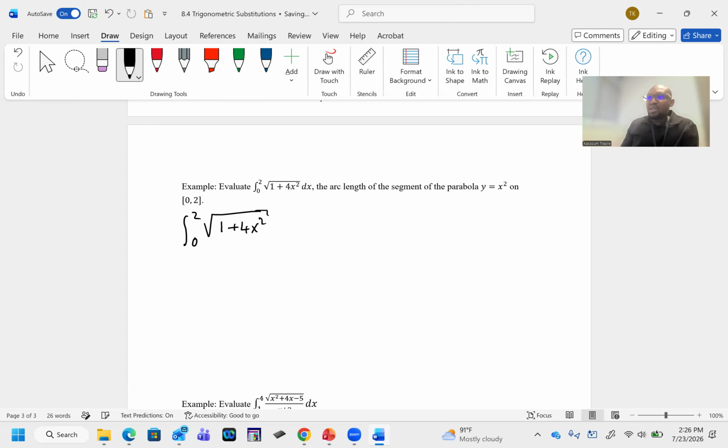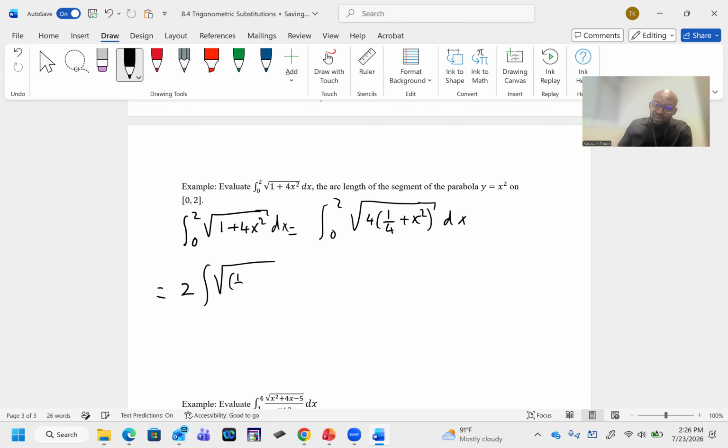The coefficient of x squared has to be 1 all the time. So I'm going to take the 4 out. If I factor 4, you can see this one will become 1 over 4 plus x squared, right? dx, and we can take the 4 out. So basically I will have 2 integral of 1/2 square plus x squared, because 1 divided by 4 is 1/2 square.